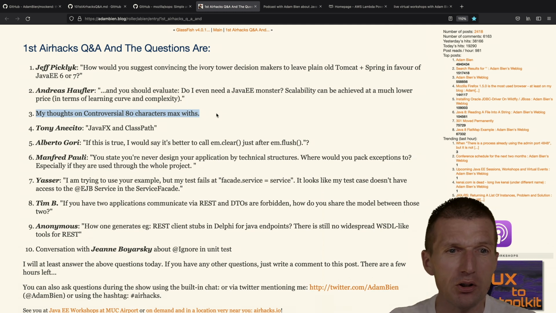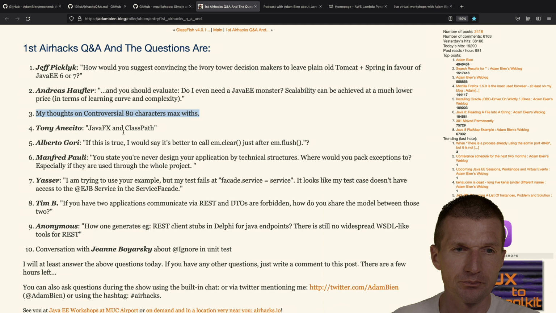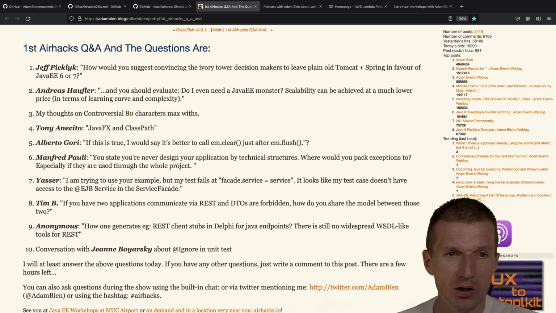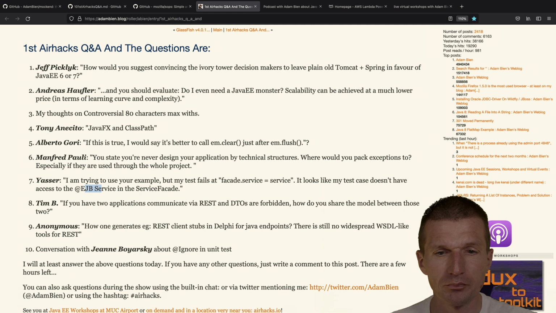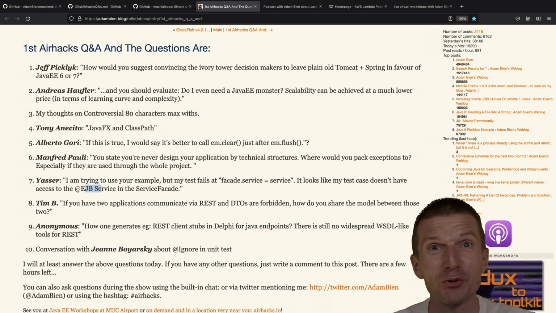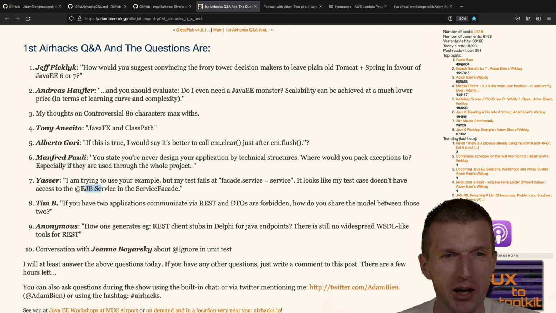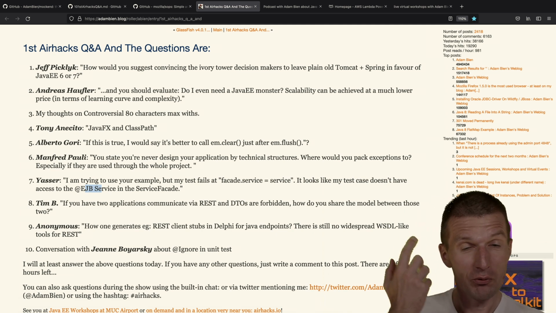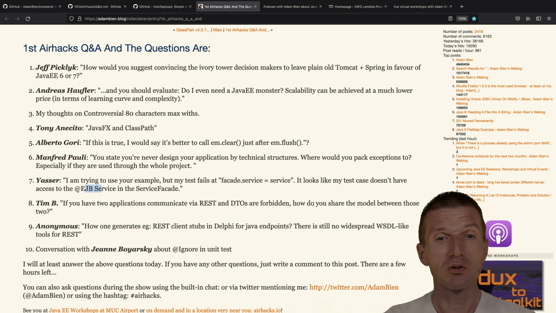And then this one is also number 7. Mr. Yasa asked about testing an EJB injection. So EJB is like @Inject. I actually got similar questions today about Quarkus testing. And Tim B asked, okay, if you have two microservices, REST and DTOs, how do they communicate? Funny enough, also in one of my current projects, we're just using JSON objects to communicate without DTOs because it is more flexible.